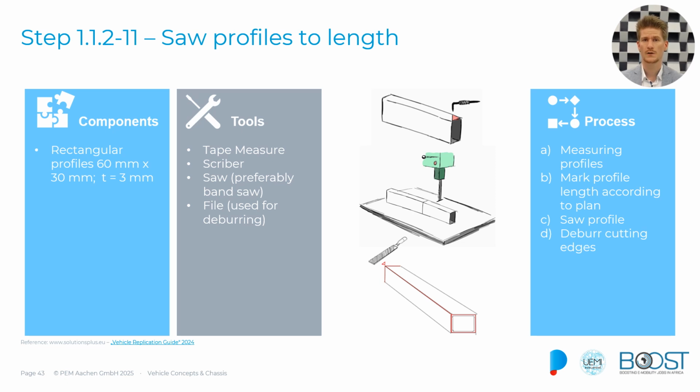Then we will again saw these profiles to measure. The process should now be well established. We'll take the tape measure and the scriber and mark the areas that we want to cut, and then we use our bandsaw. And again, deburring the edges in order to have a good fitting.